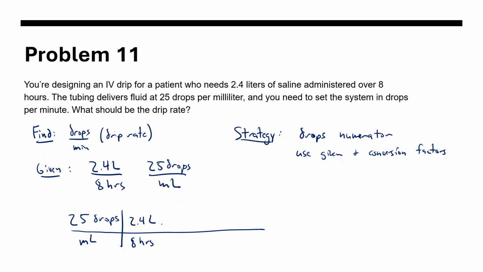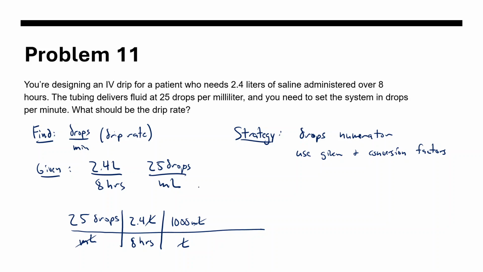But this is liters and this is milliliters, so we are going to need to do a conversion for that. We know that milli means thousandth, so there's 1,000 milliliters in a liter. If we want to cross off milliliters, we need milliliters on the top, so we're going to have 1,000 milliliters on the top and liter on the bottom. That will get rid of our milliliters and our liters. And now we have drops per hour.